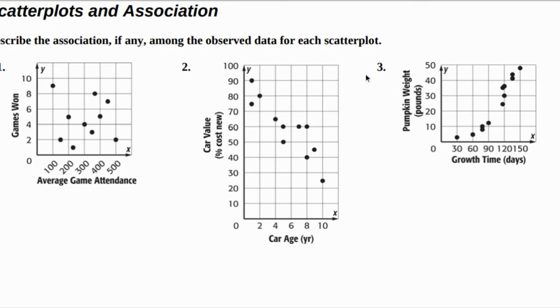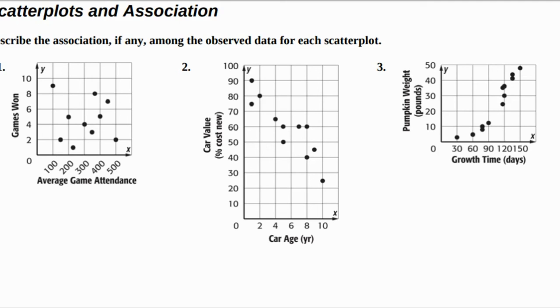All right, now let's look at number 3, pumpkin weight in pounds, and then the growth time. This obviously is getting bigger. So let's look at a 50-pound pumpkin in 150 days. A pumpkin can grow to be 50 pounds in about 150 days. So obviously it's going up, so this is a positive association, right? And it is somewhat linear. As the growth time increases, the pumpkin weight increases.